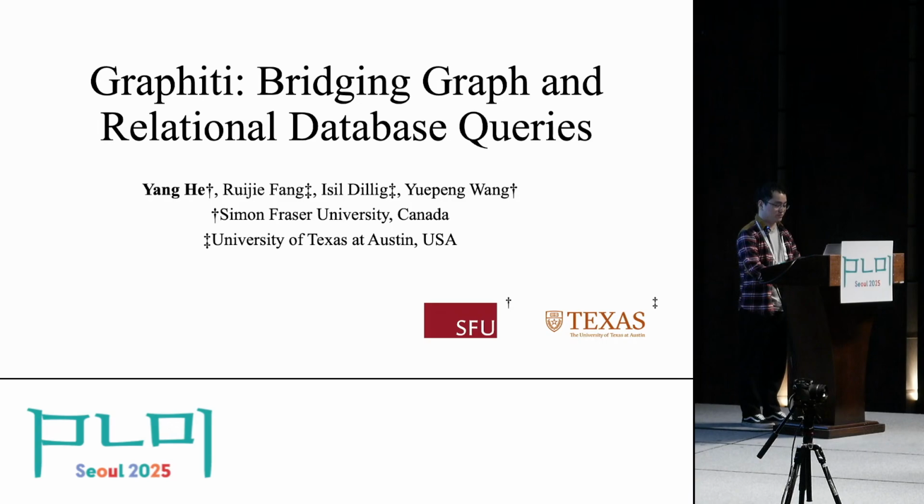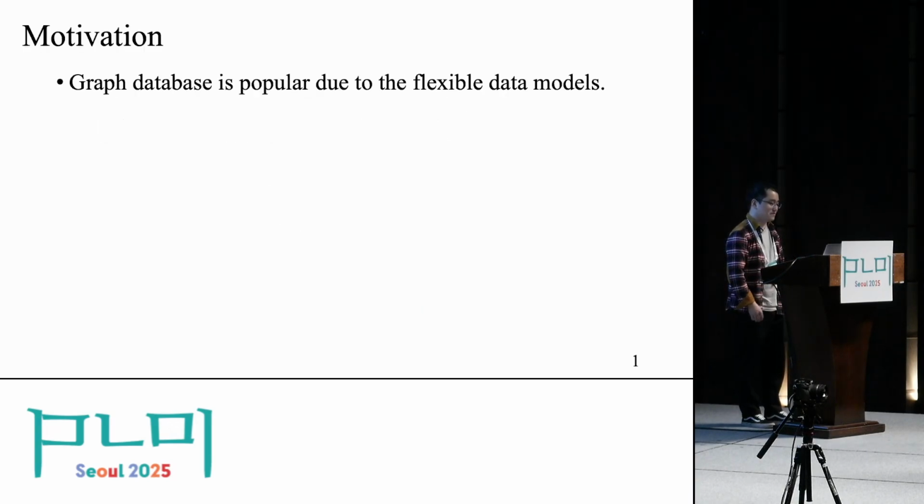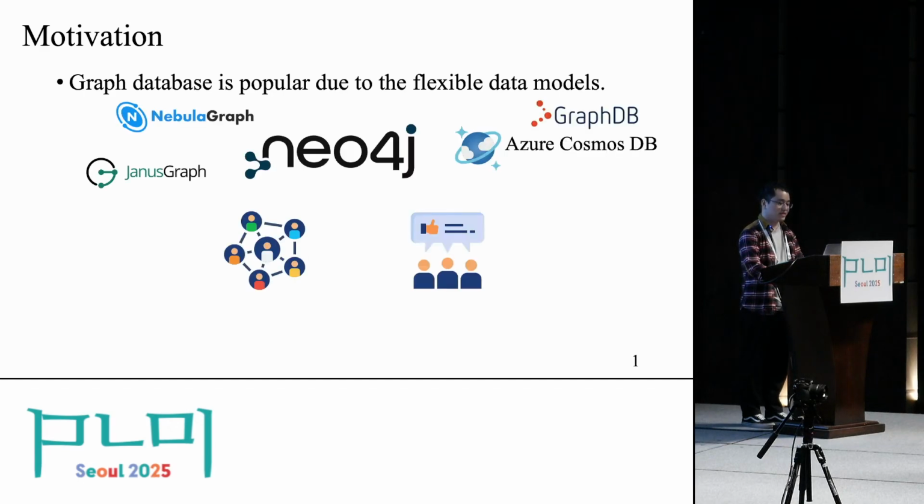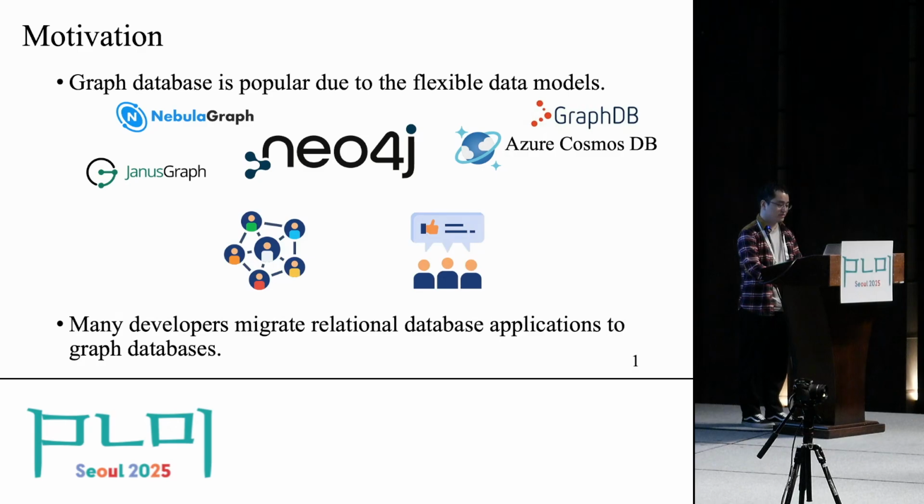Over the past decades, graph databases have become increasingly popular in both industry and academia due to their flexible data models. Nowadays, we have many graph database management systems, such as Neo4j and Cosmos DB, designed for graph-centric applications like social networks and recommendation systems. Therefore, many developers migrate relational database applications to graph databases.